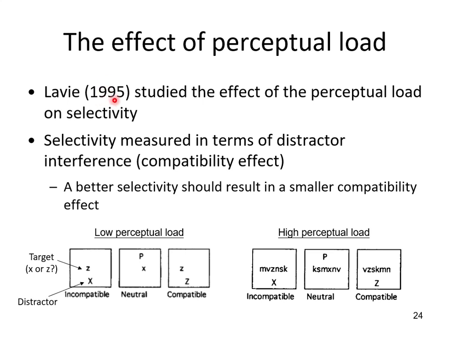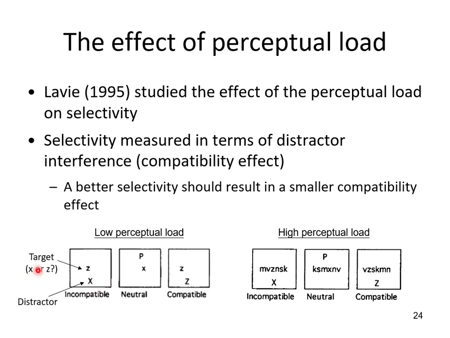So Levy, 1995, studied the effects of perceptual load. Let us first look at Levy's experiment to see how she manipulates perceptual load. We'll go to other details very soon. Here, the task was to discern the target. Is it an X or a Z? The target only lies on the central row. The others are irrelevant.